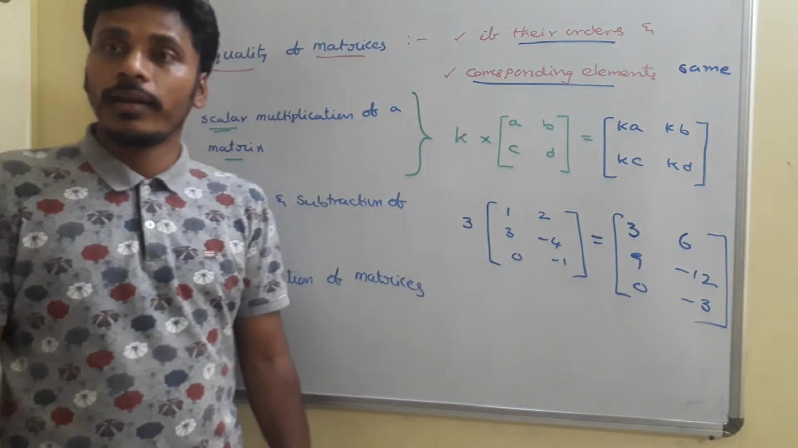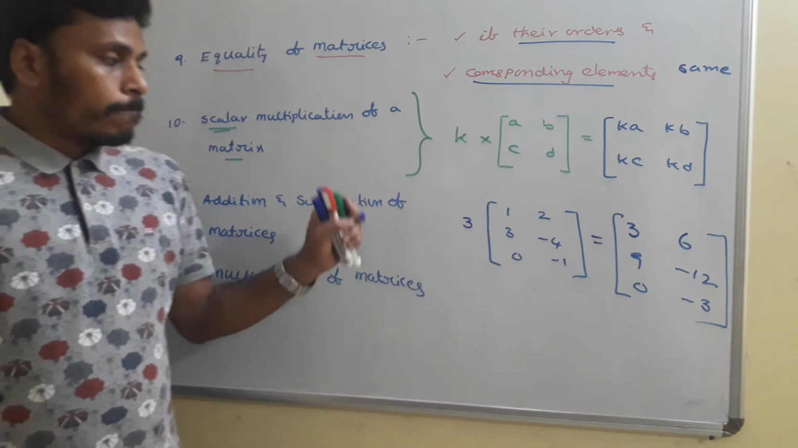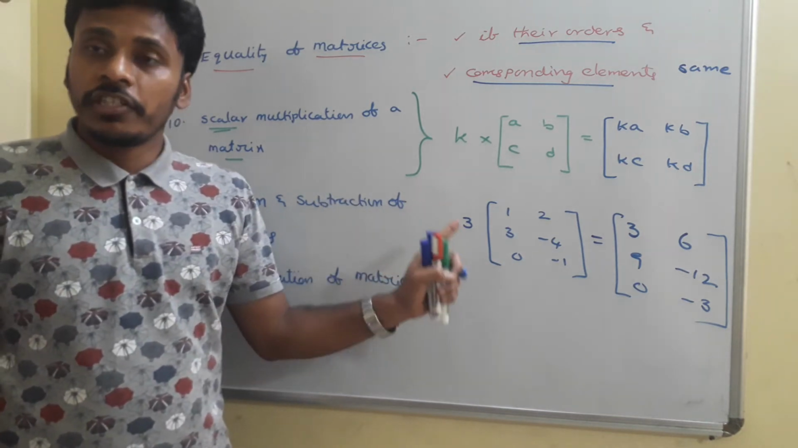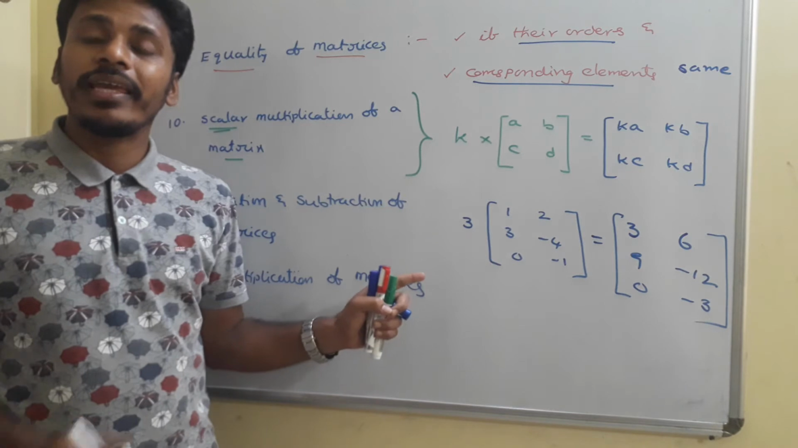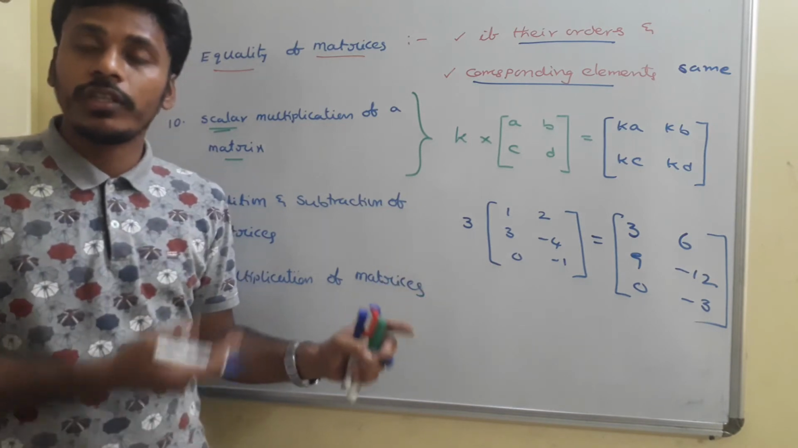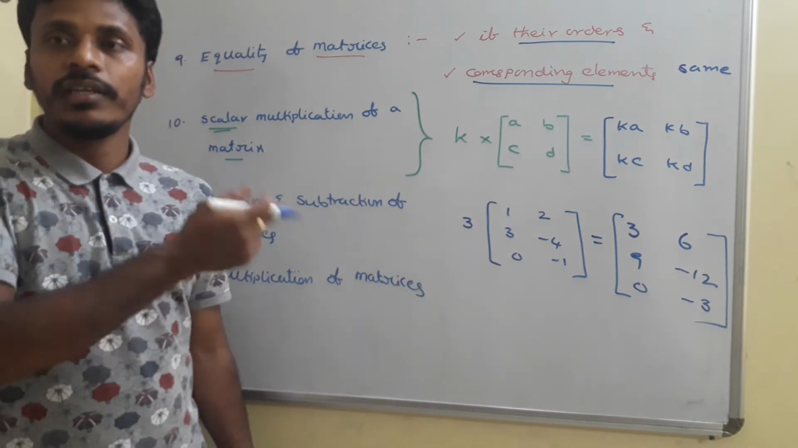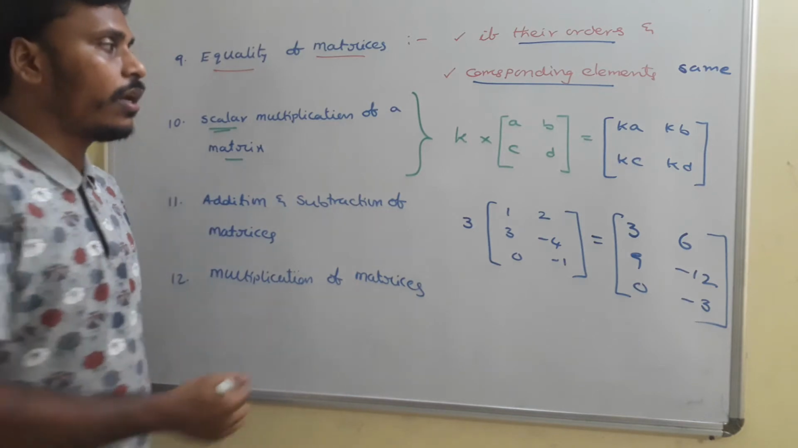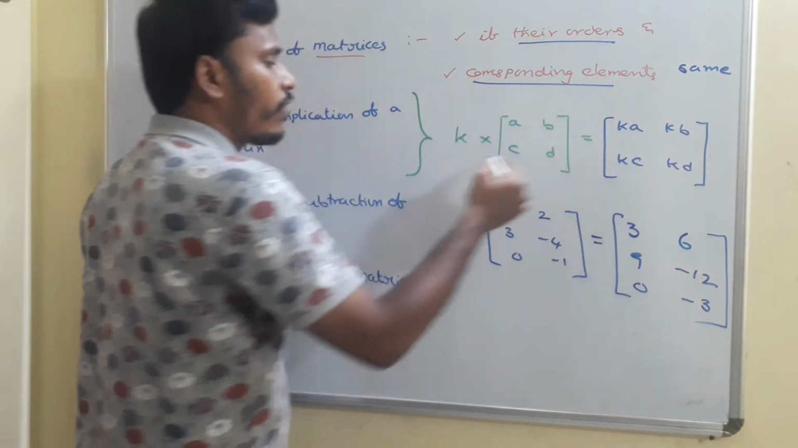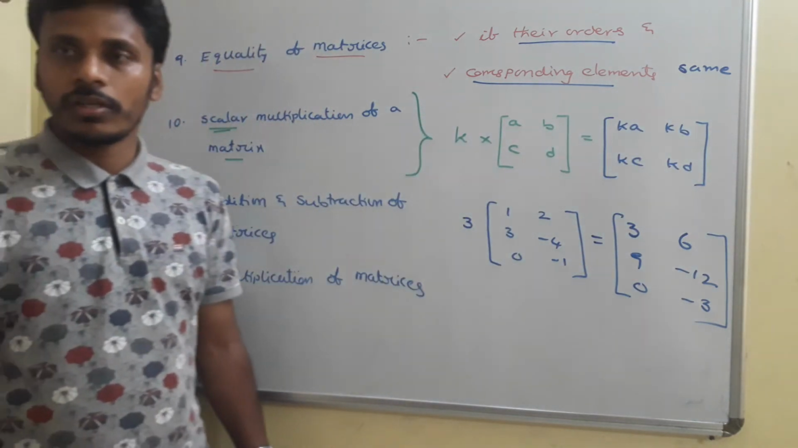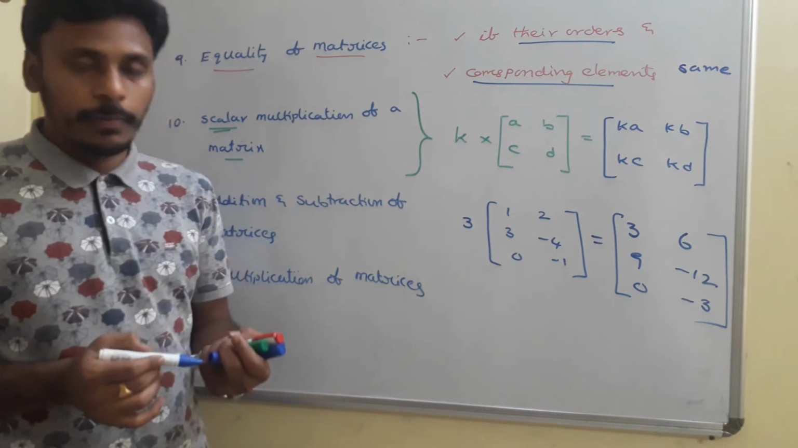So at the end, what do we conclude? Scalar multiplication is just multiplying each and every element of the matrix with the constant value, the scalar value. Okay, you just memorize it. Treat this as the definition and memorize it. That's simply scalar multiplication.